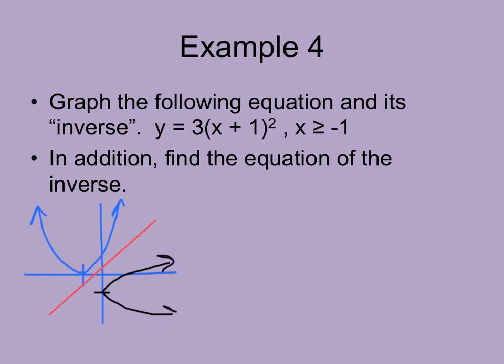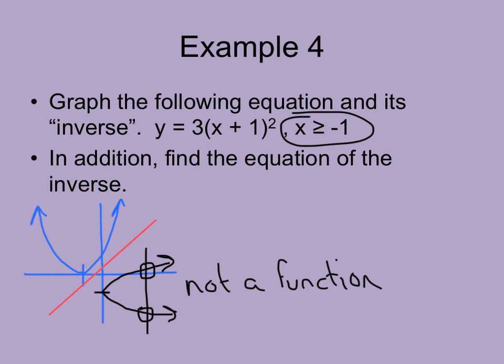Okay, and so these two are technically inverses of one another, except that this black graph fails the vertical line test because it is intersecting this vertical line in two places. So this is not a function. And since it's not a function, there is no inverse. Okay, because an inverse has to be a function. That's why I restricted the domain up here.